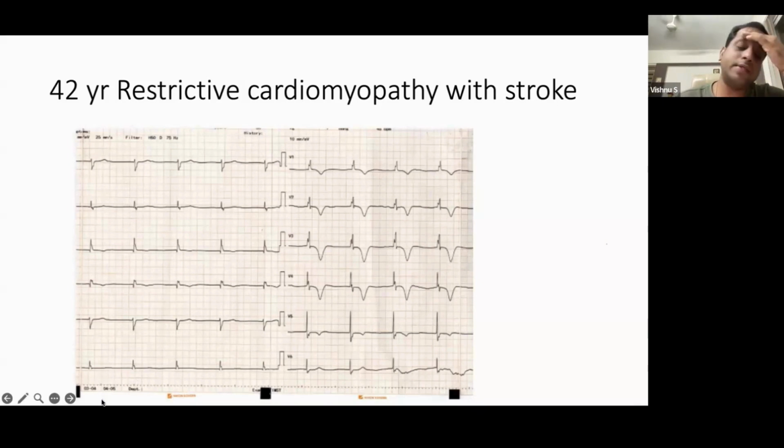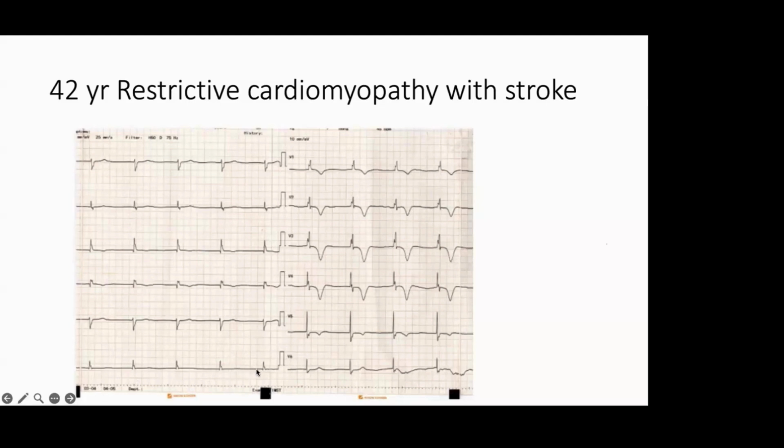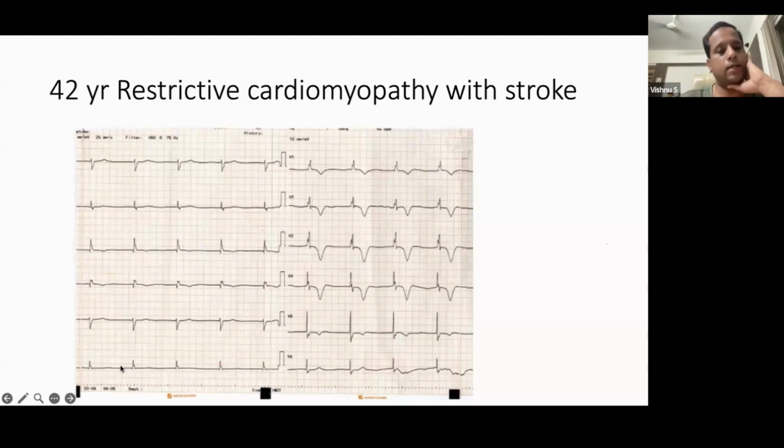Is there any P wave? No, there is an absent P wave. There is a slow junctional escape, and is there any fibrillatory wave? Anything? This is actually a flat line in between the RR intervals. This is a restrictive cardiomyopathy patient with this ECG and a history of embolic stroke.